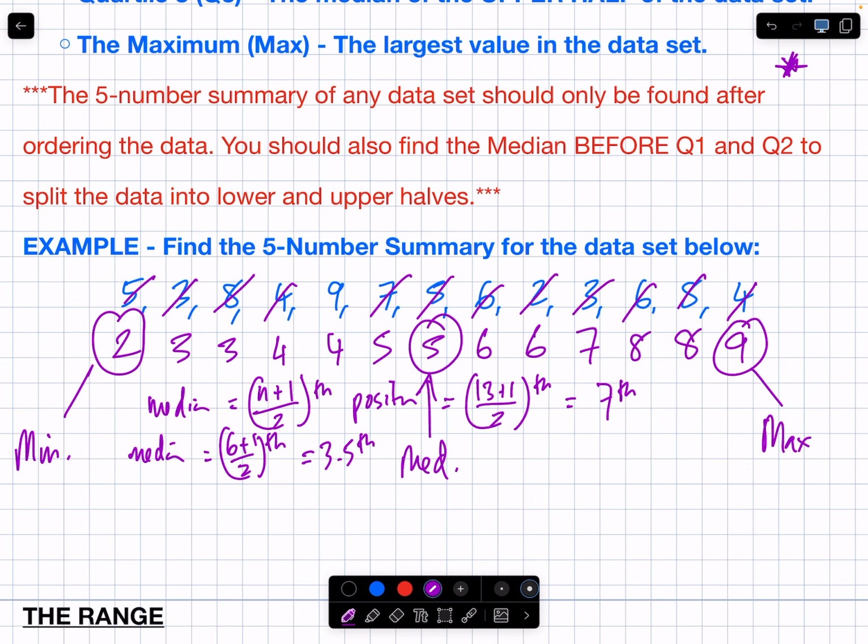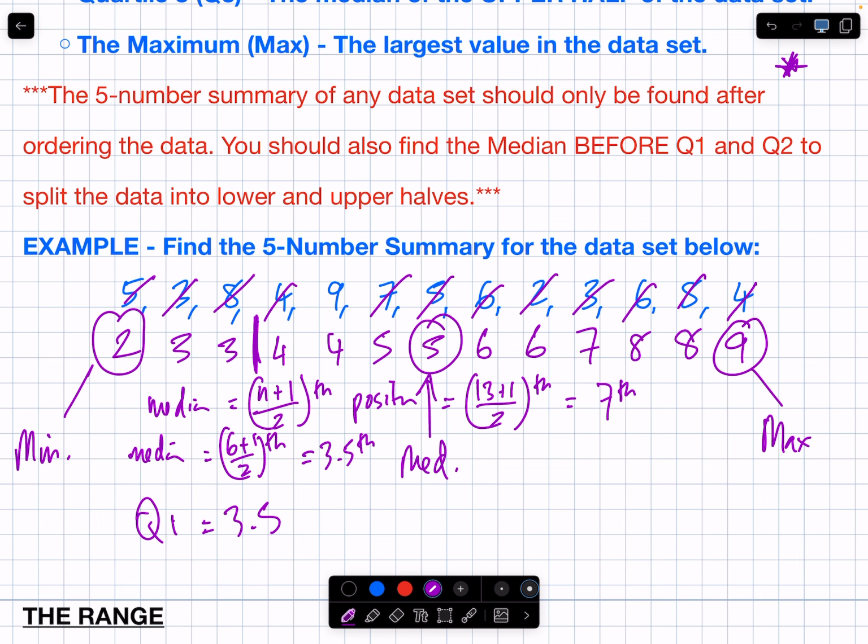But what does that mean? Where is the median sitting if it's in the 3.5 position? Between what? 3rd and 4th. So the median of the bottom half is going to be between 3 and 4. What's the number that's exactly the average of 3 and 4? 3.5. So Q1 is going to be 3.5.